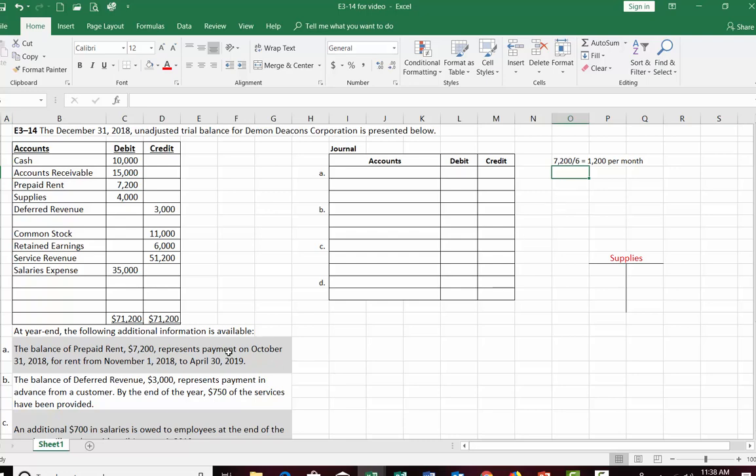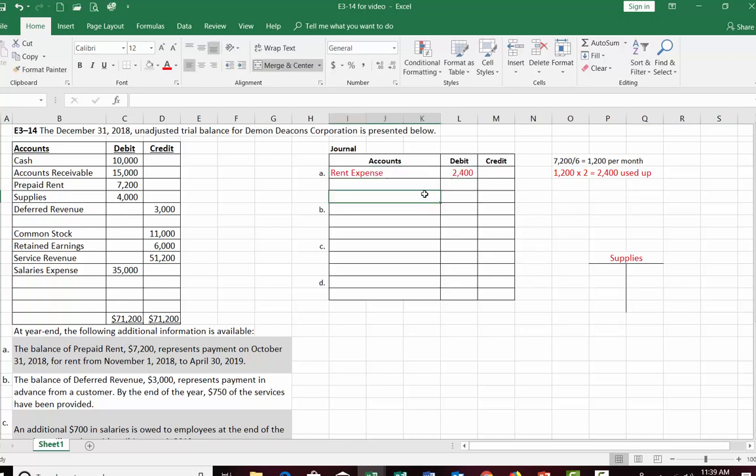Now we need to figure out how much we have to adjust. We still have $7,200 in our trial balance, but we paid the rent for November and December, but that's been used up now. So 2 months have passed, all of November and all of December. So 1,200 times 2 gives us 2,400 used up. Okay? So what do we call used up? We call used up rent expense. So we're going to debit rent expense for $2,400.